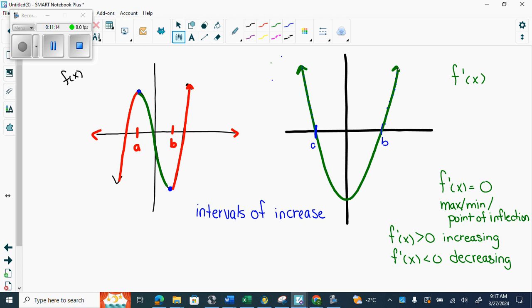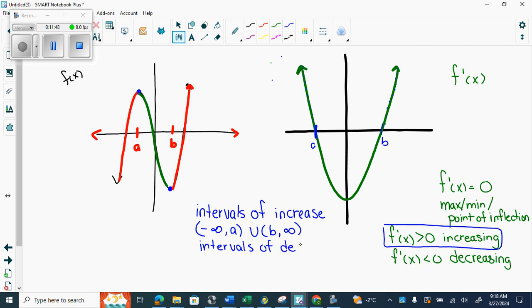Yes? You have to bypass that your brain wants to look where it's increasing, which is from this minimum to there. It's not at all. And this is not the f of x graph. This is the first derivative graph. And where we have intervals of increase is where this first derivative graph is positive. And it's positive from negative infinity to A and B to infinity. Now where are the intervals of decrease? A to B, because that's where the graph is below the x-axis, right?